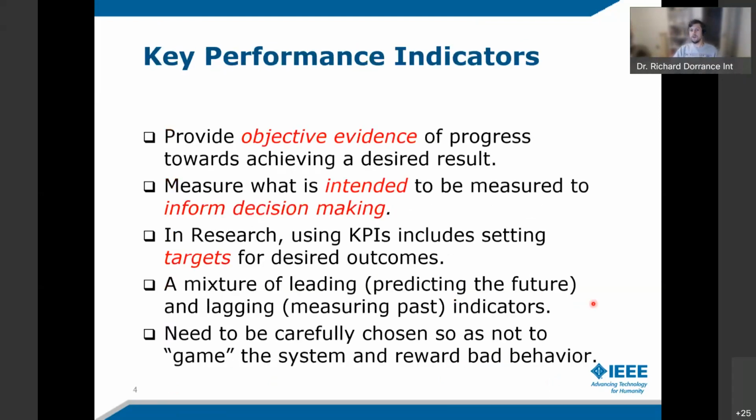The next thing in terms of being able to track a project, its success and other things, is how measurable it is. So the M from a SMART goal, and one of the very common ways to do that, that's very often talked about, is a key performance indicator. And what that really is, is some way to provide some objective evidence of progress towards achieving a desired result.